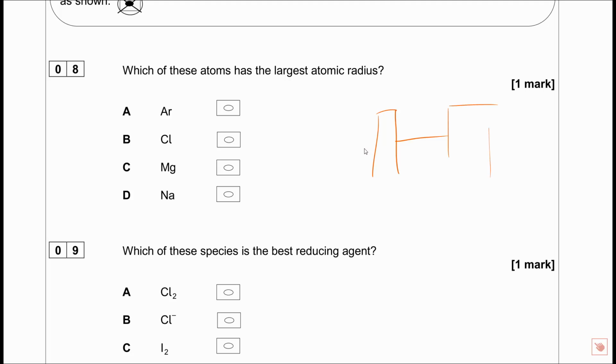Actually, no, they're all in the same group, that's fine. So it's going to be sodium for this one, because it's furthest left. As we move across the period, the increased number of protons constricts and pulls in the atom and makes it smaller. So the biggest one is going to be this far left here. It's going to be sodium.